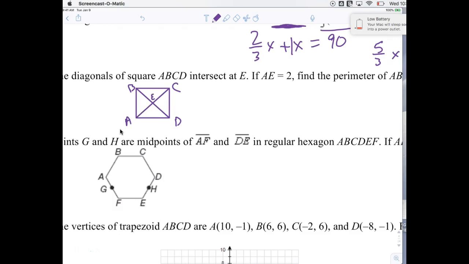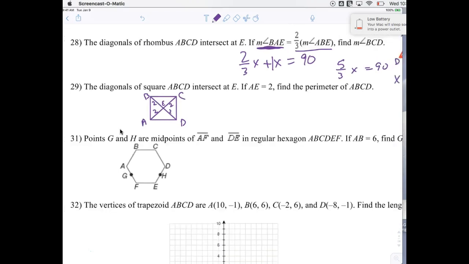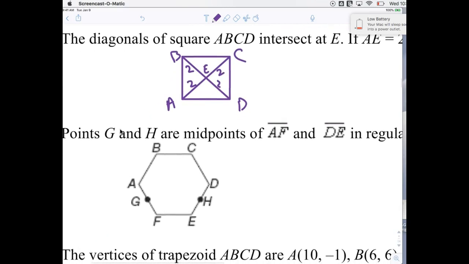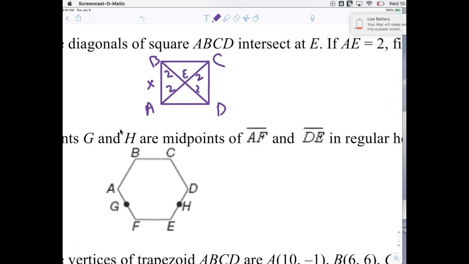And AE is 2. Therefore, EC is what? And they're all what? They're all 2s. All right, so now we have a problem, right? This right here is unknown. So I have to do Pythagorean Theorem, right? Which is just 2 squared plus 2 squared. Square root of 8. 2 radical 2 is one side. So all 4 sides would be 8 radical 2.